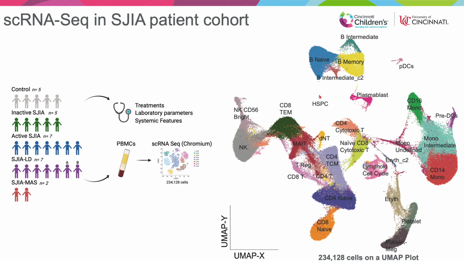The 21 patients were classified into 4 clinical SJIA categories: inactive SJIA, active SJIA, SJIA with lung disease, and SJIA with macrophage activation syndrome, or MAS, based on a set of clinical criteria. These collected PBMCs gave us approximately 234,000 cells, which we are visualizing on a UMAP plot. Based on similarity of gene expression, we derived and labeled 30 clusters based on their marker genes and a tool called Azimuth that uses a PBMC reference atlas.